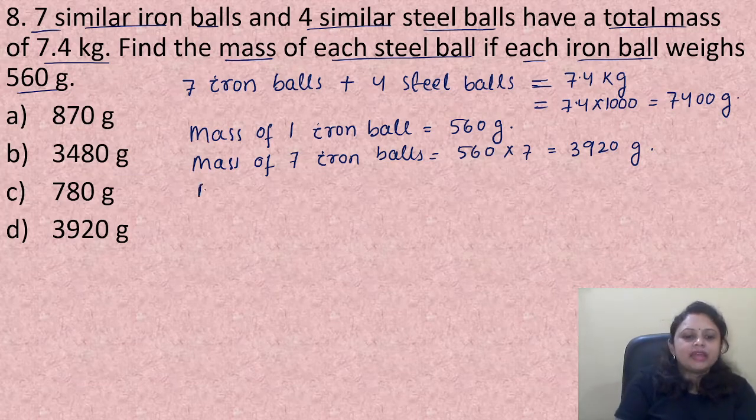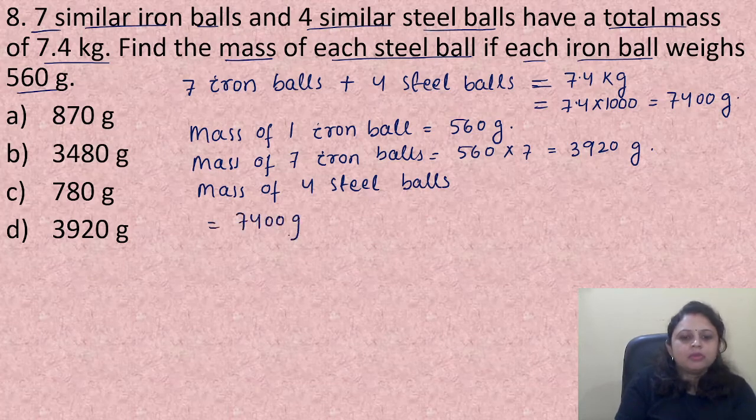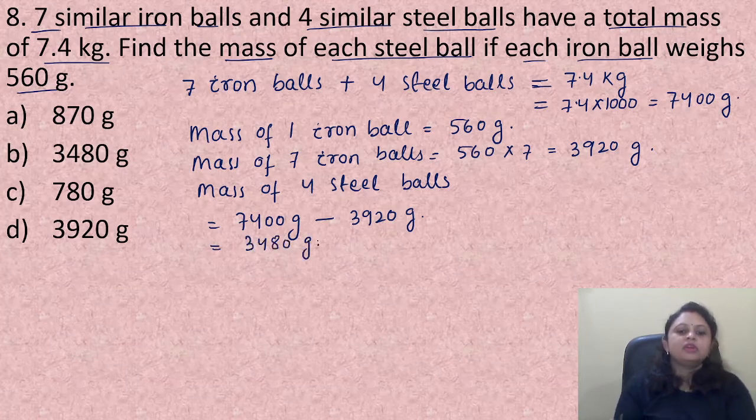Now we can find out the mass of 4 steel balls. How? The total mass is equal to 7400 gram minus the mass of 7 iron balls, that is 3920 gram. So that is equal to 3480 gram. So mass of 4 steel balls equals 3480 gram.